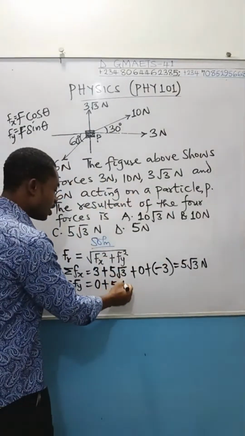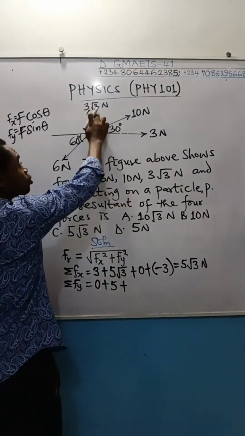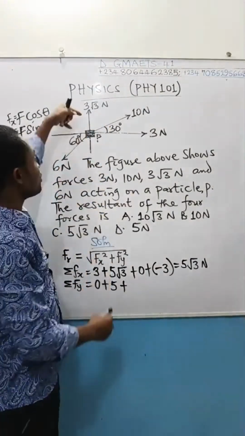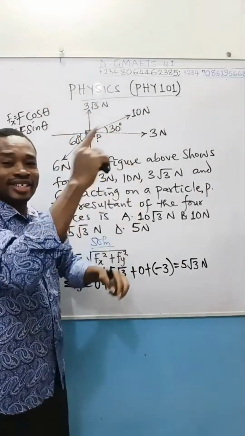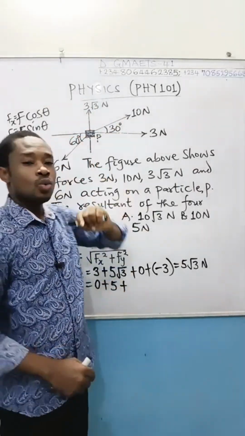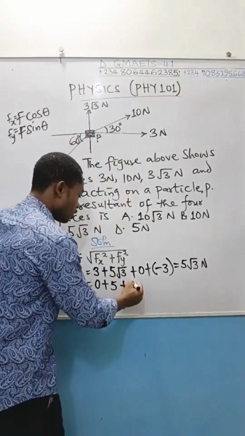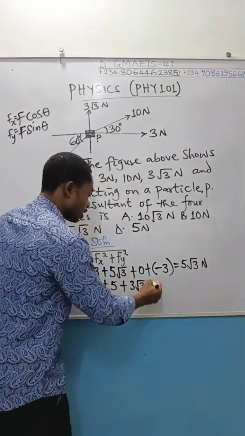Please let us move on to the next force, which is that of 3 root 3 Newton. Remember that this force is acting at 90 degrees. So it's going to be 3 root 3 sine 90. Sine 90 is 1. 1 times 3 root 3 is going to give us 3 root 3.